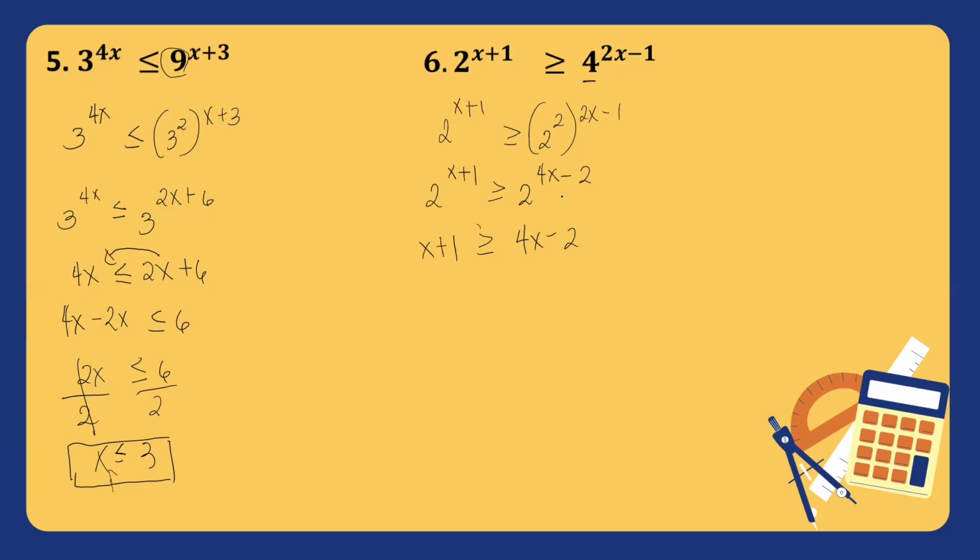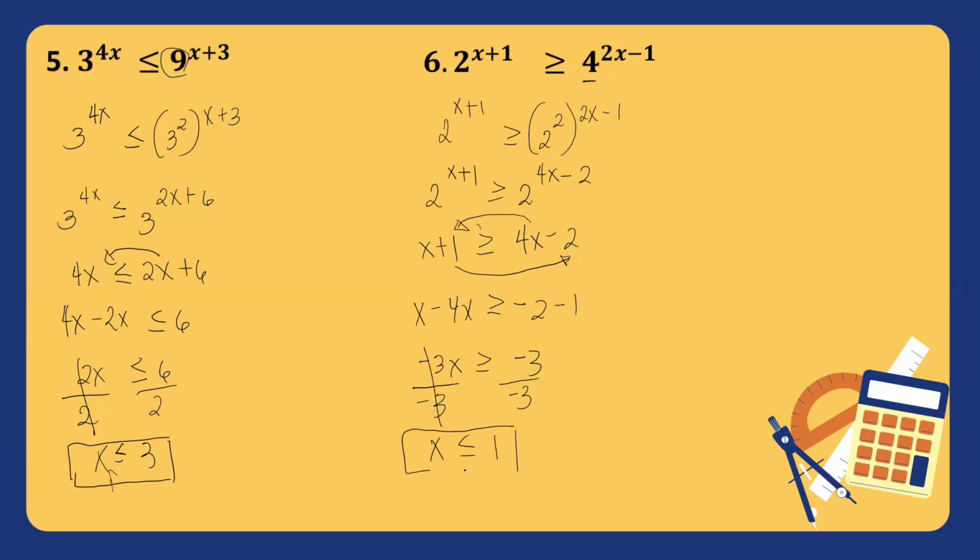Now, what we are going to do is transpose natin si 4x to the other side. Therefore, magiging negative 4x. And si 1 to the other side, magiging negative 1. Therefore, we have x minus 4x is greater than or equal to negative 2 minus 1. Okay, so therefore we have here negative 3x is greater than or equal to negative 3. So when we divide both sides by negative 3, the answer is x is less than or equal to 1.